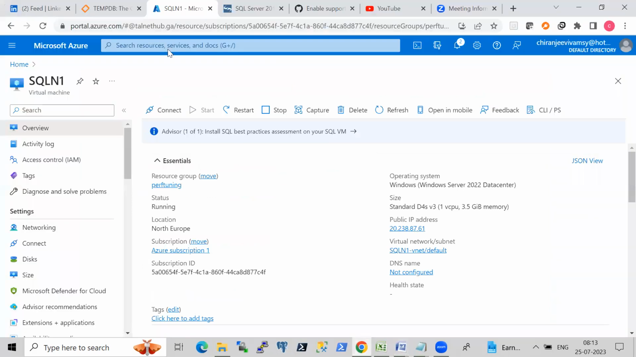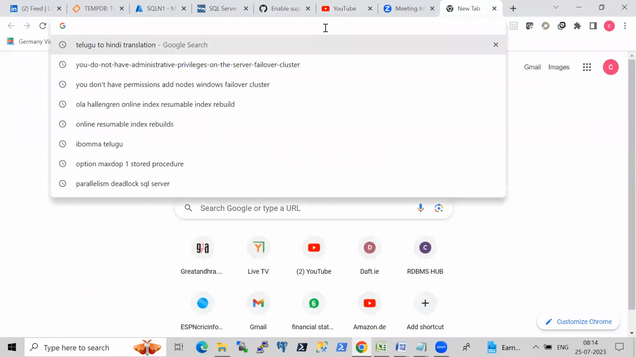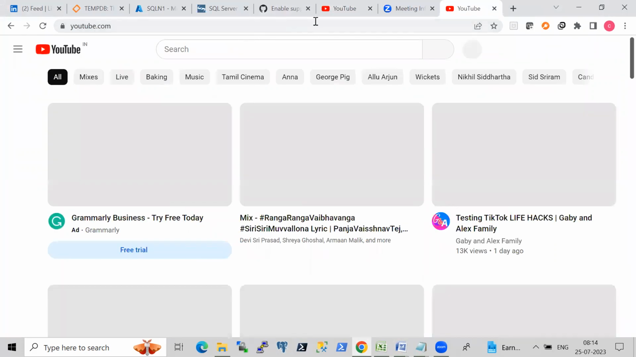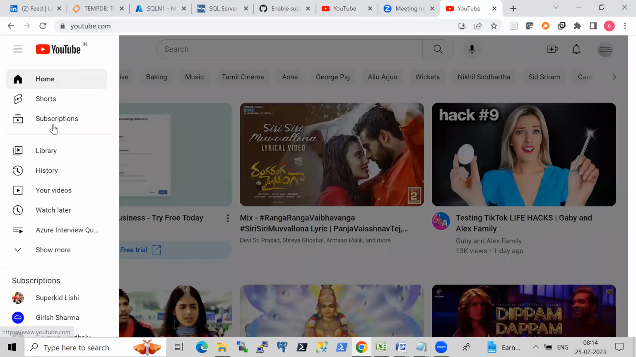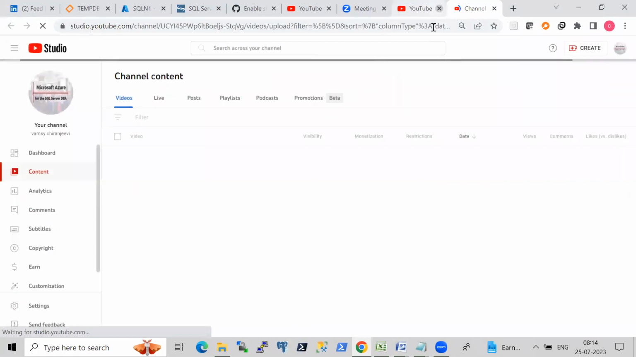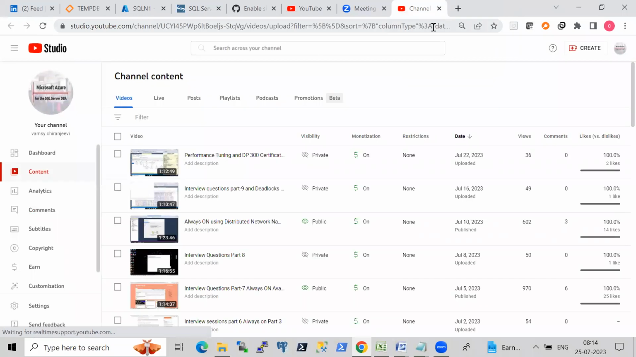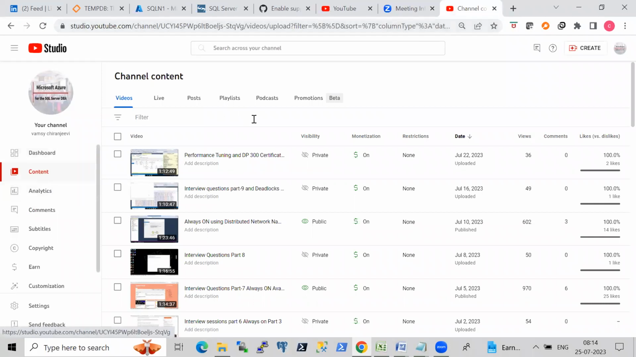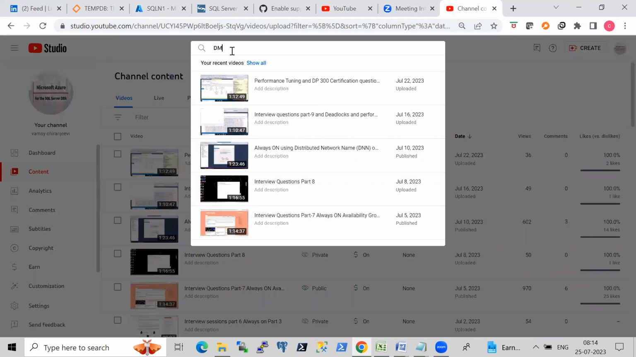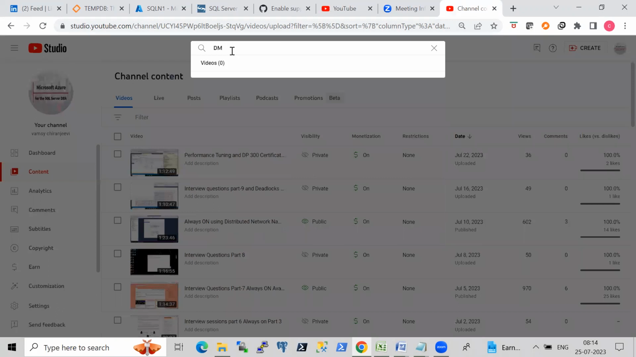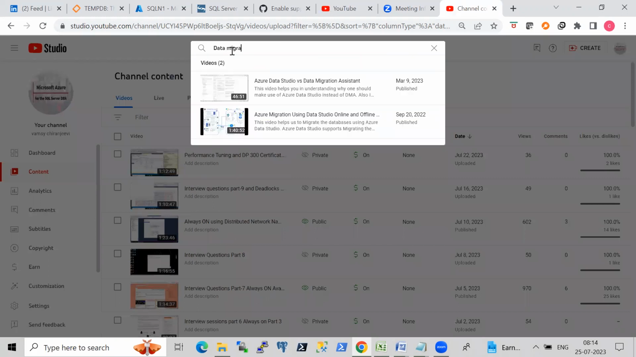Just for your information, I made a video on this where I compared Azure Data Studio and Database Migration Assistant. In that comparison, I've shown how to restore a TDE-enabled database from on-premises to MI. Let me show you that video, one second. I'm just referencing my videos, guys, so that the people who are part of my training can go through that video. So that's the reason. One second.